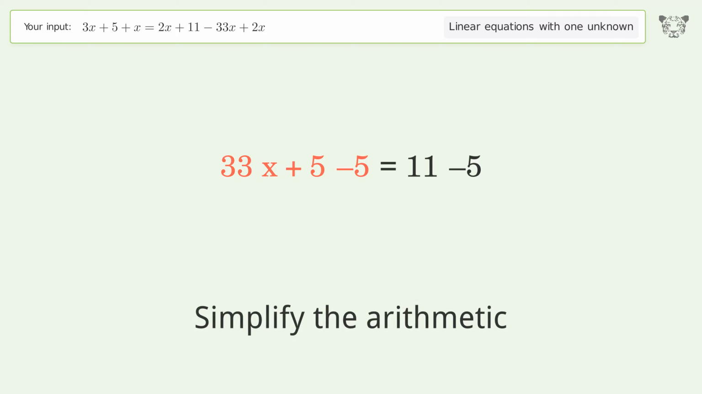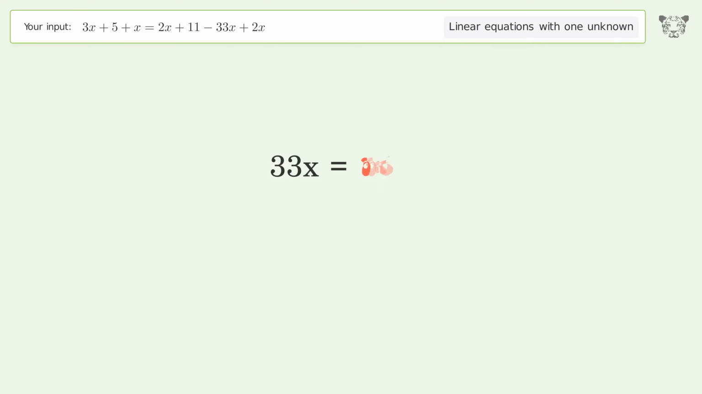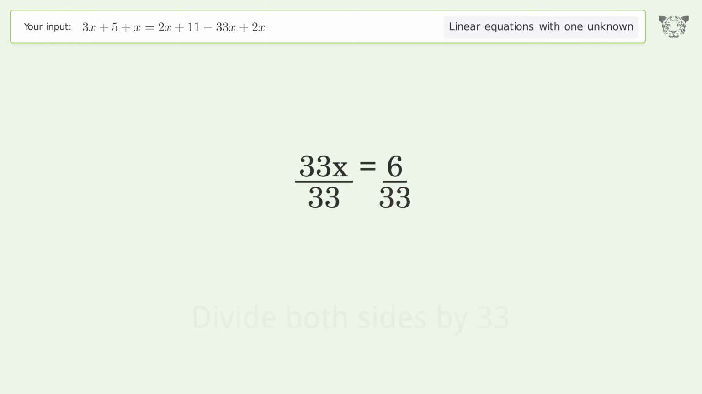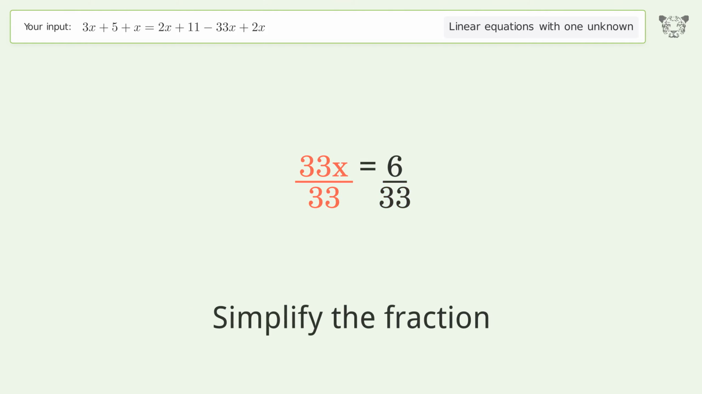Simplify the arithmetic. Isolate the x. Divide both sides by 33. Simplify the fraction.